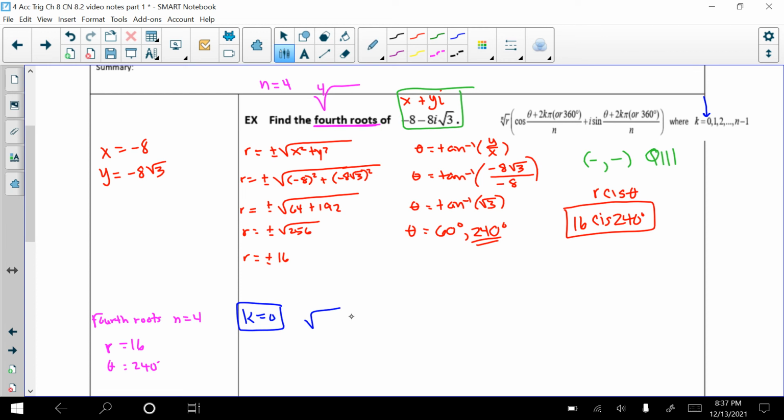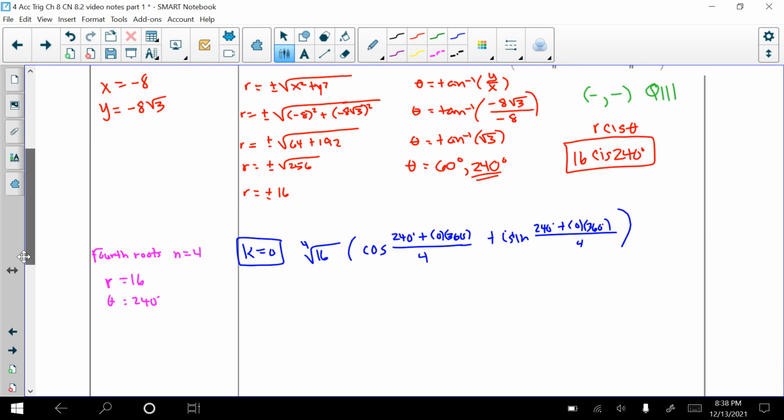All right, so I've got my nth root. So that's my fourth root of 16 times cosine of theta, which is 240 degrees, plus the k value 0, which is times 360, all over n, which is 4, plus I sine of that exact same expression. 240 degrees for theta plus 0 for k times 360 all over 4.